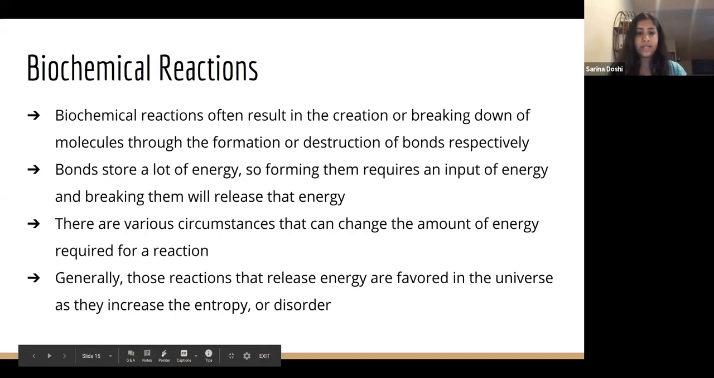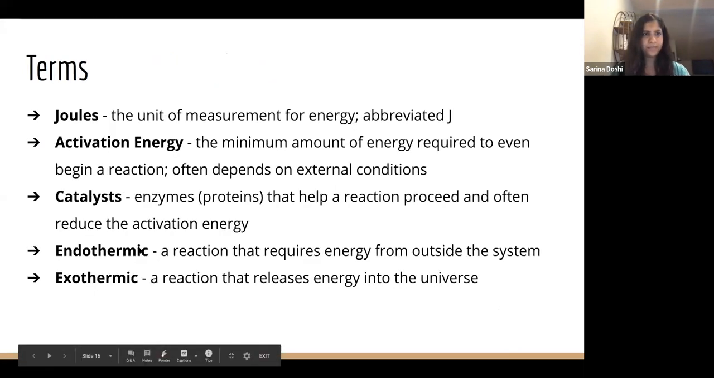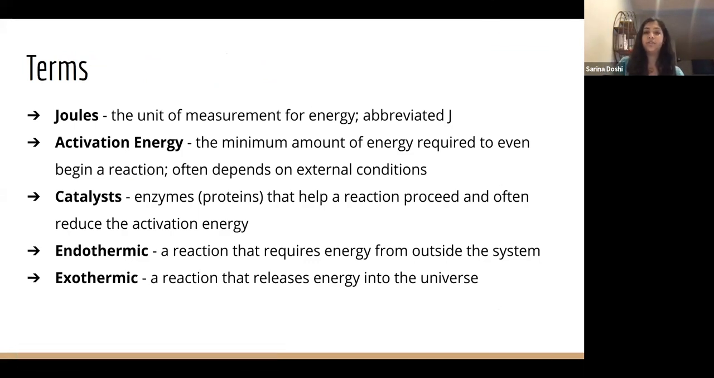And then the last bullet point is that generally those reactions that release energy are favored in the universe as they increase the entropy or disorder, which we talked about. Okay, so here are some terms that you need to know. Joules, which are the unit of measurement for energy, abbreviated with a J. Activation energy, which is the minimum amount of energy required to even begin a reaction, and it often depends on external conditions. Catalysts, which are enzymes or proteins that can help a reaction proceed and often reduce the activation energy. Endothermic is a reaction that requires energy from outside the system, and exothermic releases energy into the universe.